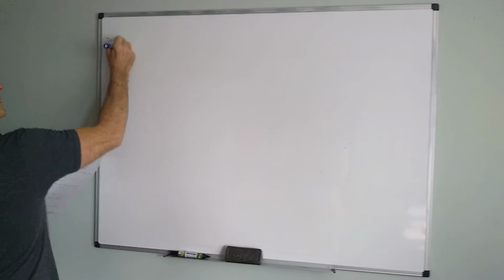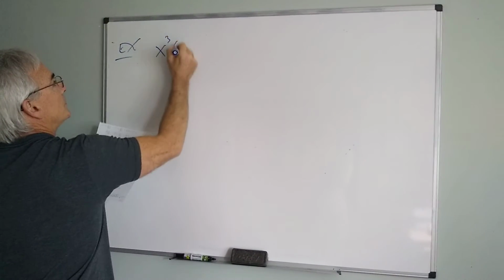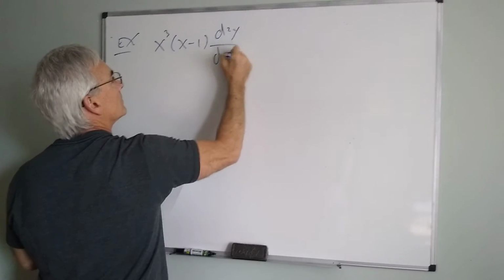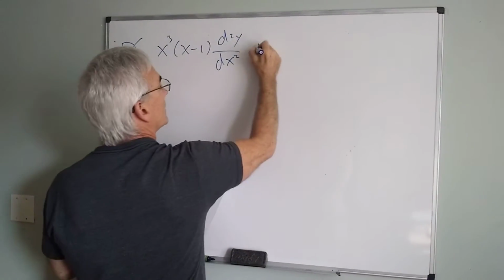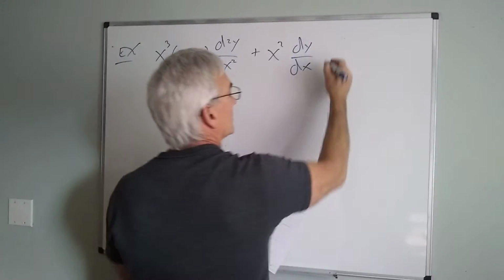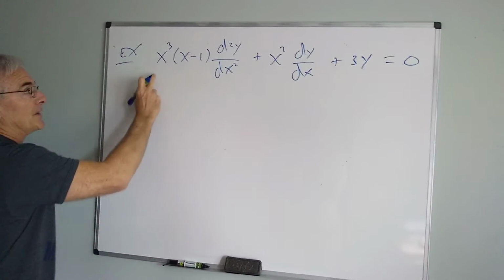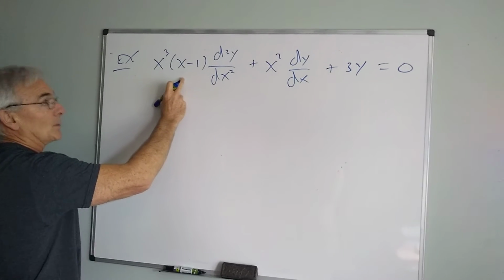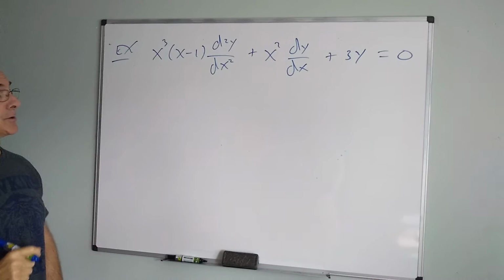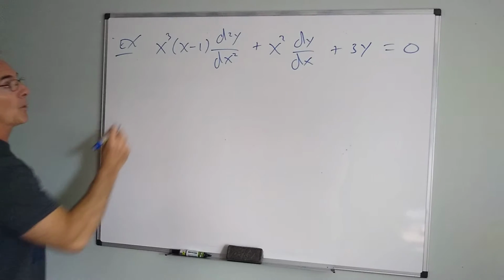So first example here. I've got x cubed, x minus 1, plus x squared, plus 3y equals 0. Now clearly if x is 0 or x is 1, we have a problem because these guys are going to end up in the denominator. So we can see that x equals 0 and x equals 1 will not be ordinary points. They will be singular points, but we have to figure out what type.